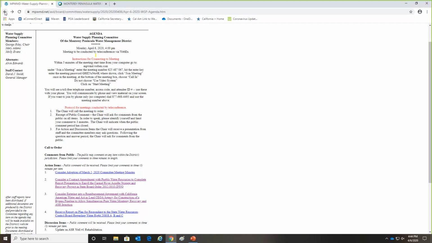Entertain a motion to recommend the general manager to enter into a reimbursement agreement with Cal-Am for the CEQA work for this project, and push this item onto the administrative committee for consideration to put on the board's agenda. So I'm open for a motion. Did you just make the motion? No, I'm open to that motion. I was just trying to read what the recommendation was. I will make the motion to send this to the administrative committee.